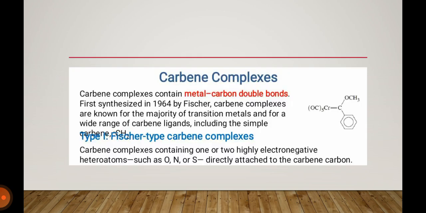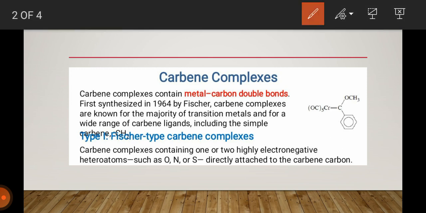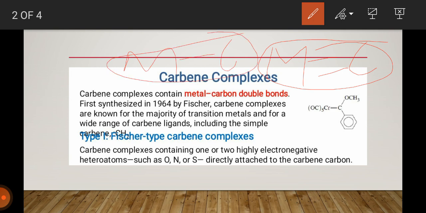Let's start. First of all, we already know that if a metal and carbon double bond is present, then it is a metal carbene. If a metal and carbon single bond is present, then it is a metal alkyl. If a metal and carbon triple bond is present, then it is a carbyne or alkylidyne.